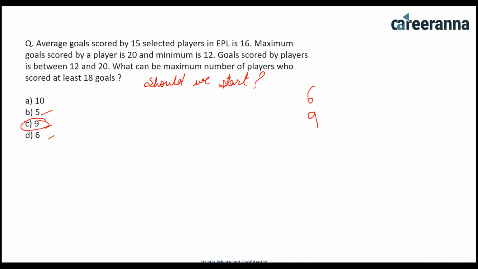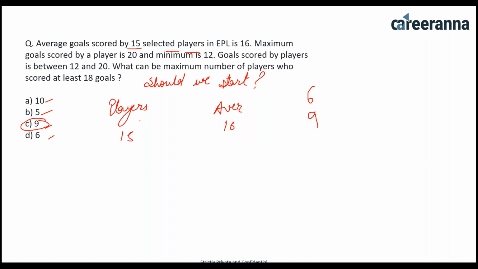Let us check. As per the question, the average goals scored by 15 selected players in EPL is 16. Okay, Anushka, your answer is 10. Very good. So all the options we have, you have marked all the answers. Let me try this question.